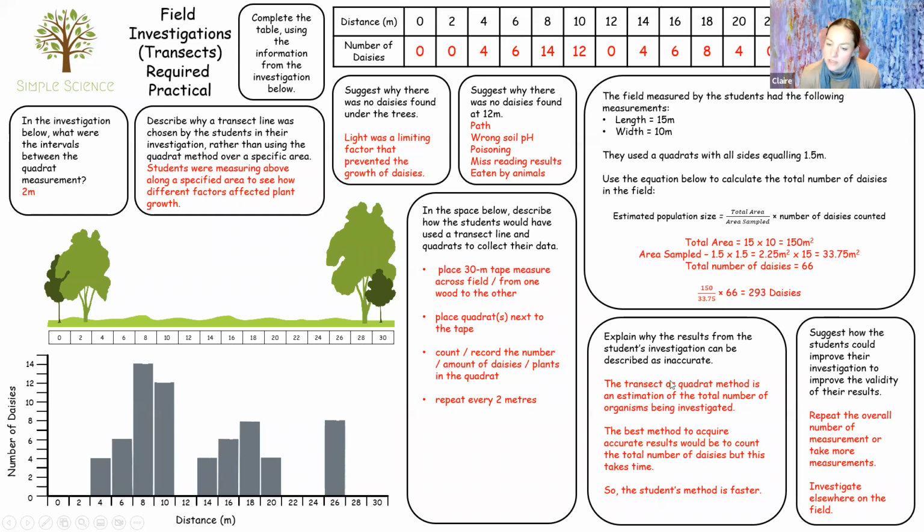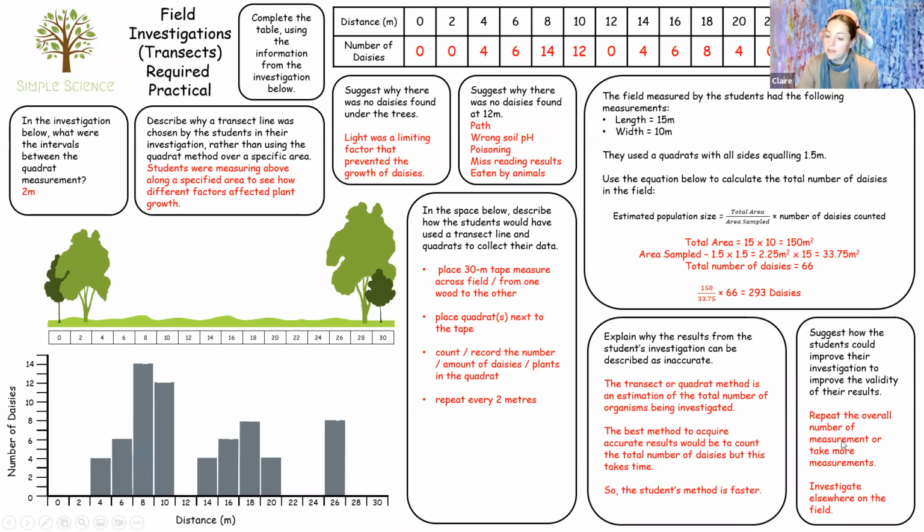So what we want here, the transect or quadrat method is an estimation of the total. The best method to acquire results will be counting the actual number of daisies, which is the most accurate one. But obviously, same answers as before. Time factor is an issue. You need to be able to do this quickly and effectively. You haven't got all day, basically.